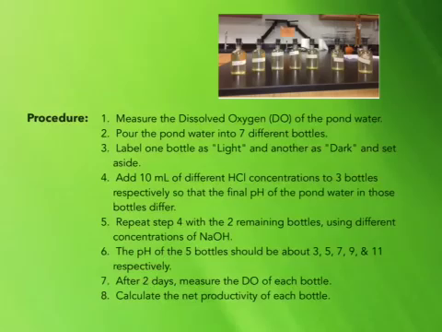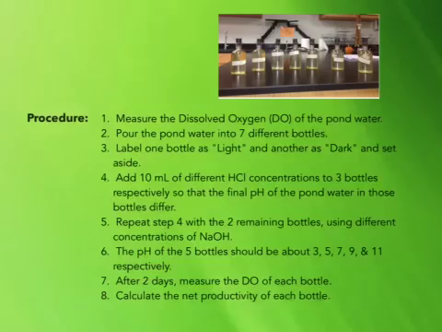First, we measured the dissolved oxygen of the pond water and then poured it into 7 different bottles. One of the bottles was labeled as light and another as dark, and was set aside, for one would be kept in light for 48 hours and the other one would be kept in the dark for 48 hours.